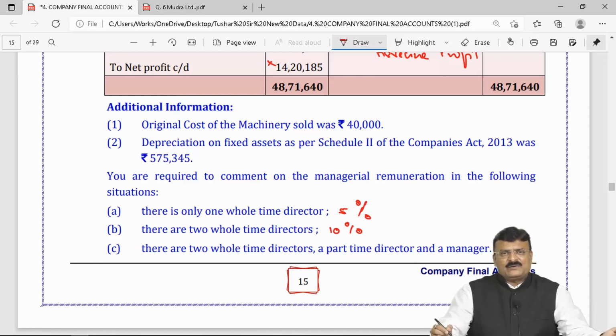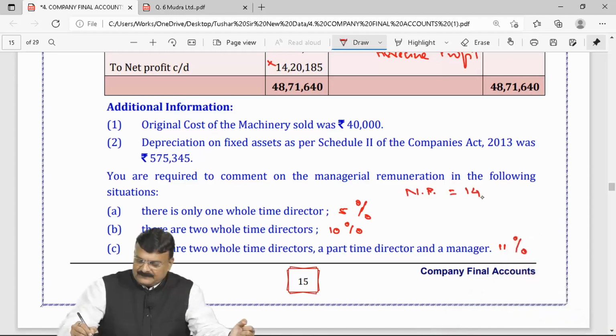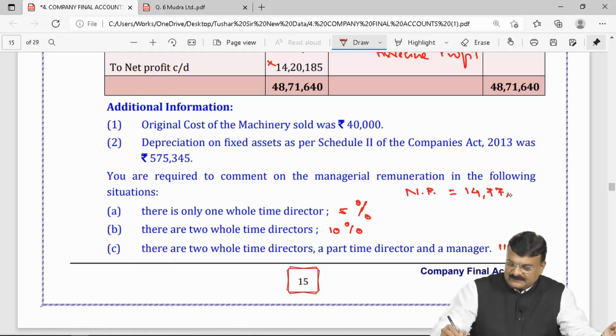How to find net profit? You all know it. Already tick marked. Gross profit plus all incomes of the credit minus all expenses of the debits. Whatever I did cross mark you shouldn't consider, others you will consider. When you make all these totals, your net profit comes to 14,777,883.